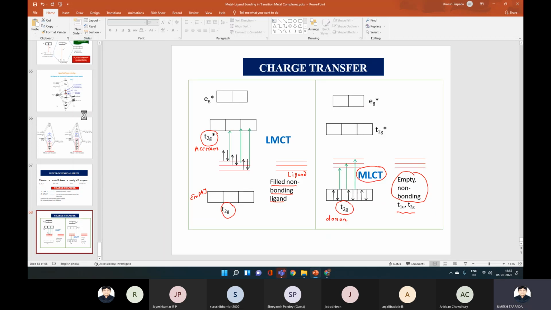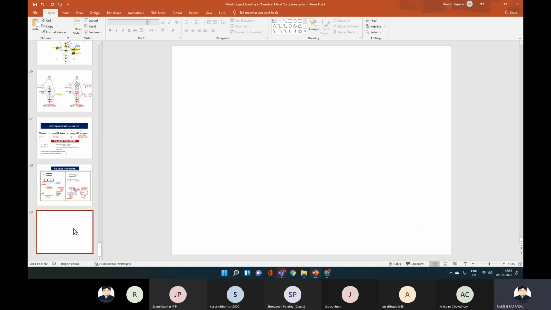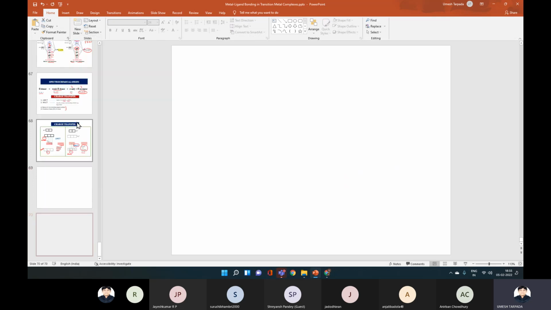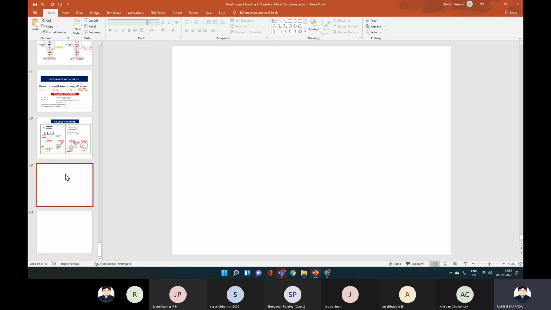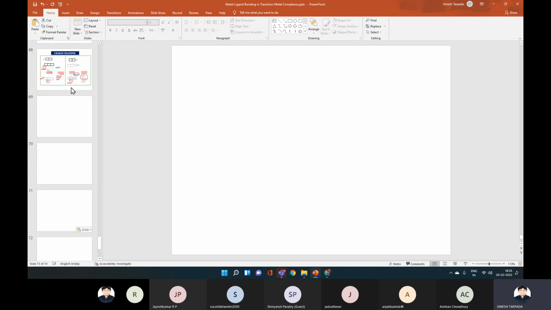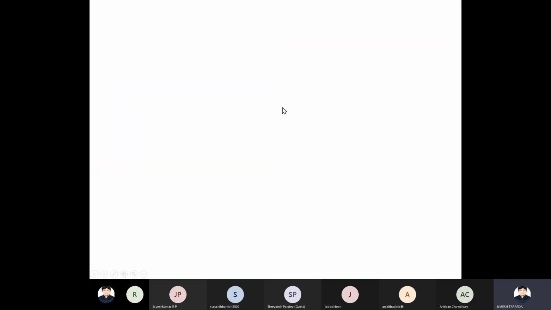That is, you can have a ligand field theory. What is ligand field theory? That we will also see, what happens exactly in the ligand field theory. Of course it is like CFT. Okay, in that, the 10 Dq calculation that we did, all of that is called ligand field.